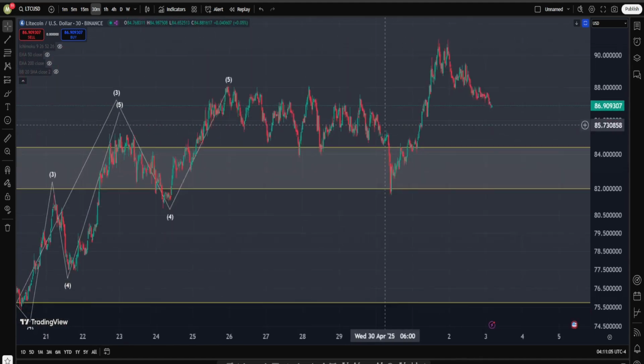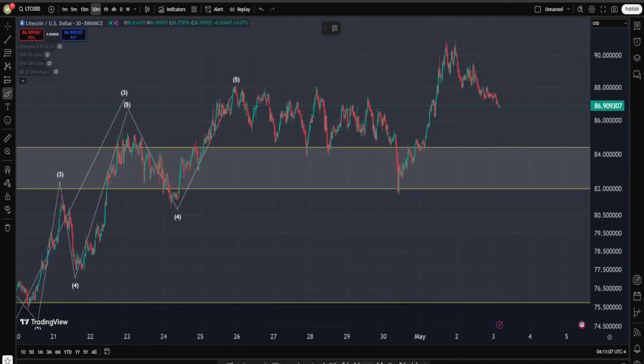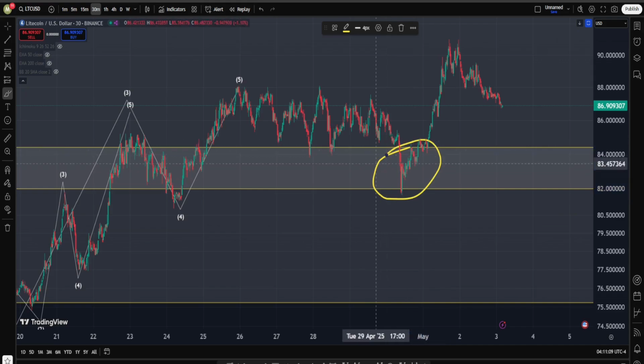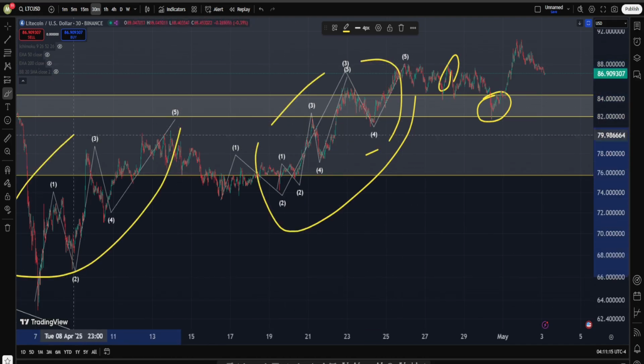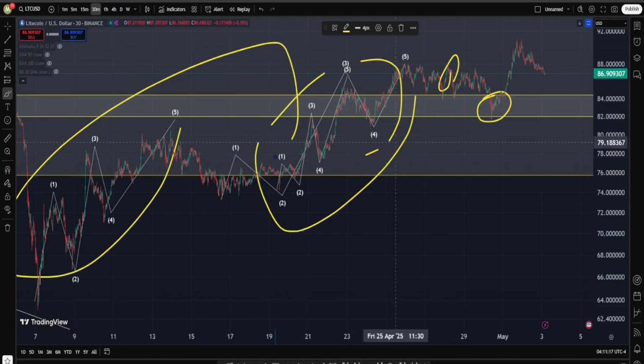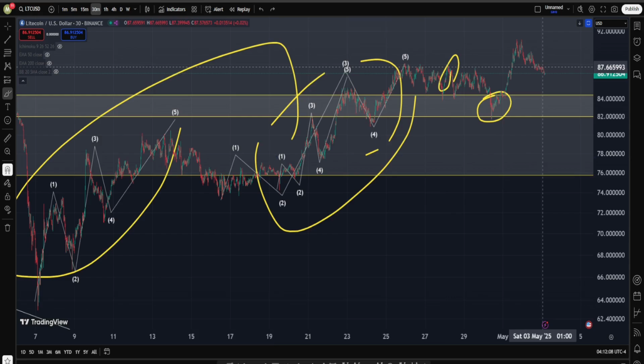If you remember, the last time that we talked about LTC, we were right in here and I was saying, sure, this can be an impulse which might be on the same degree as this one and also this one. But as you can see, relative to these two waves, this one right in here looks a bit odd and it's a very small and shallow move on the upside. That's why I said we need to probably consider having another move up in LTC.